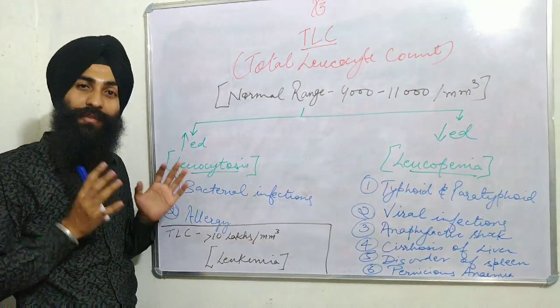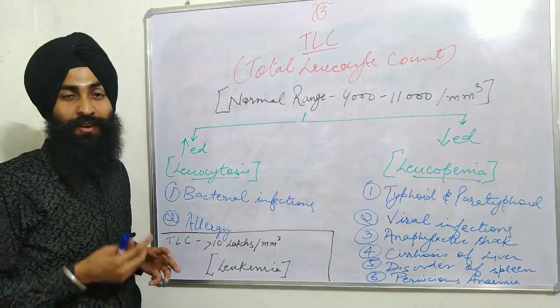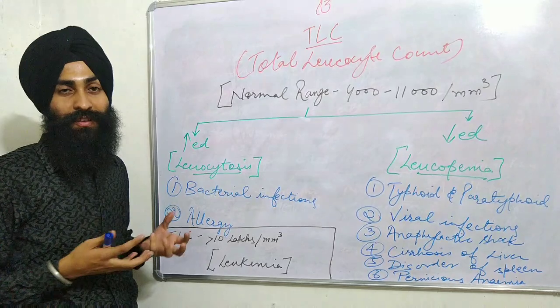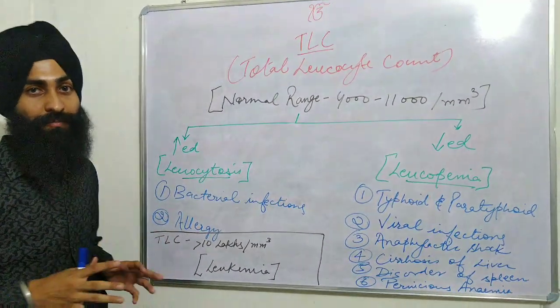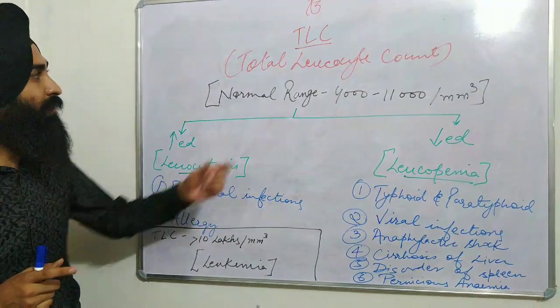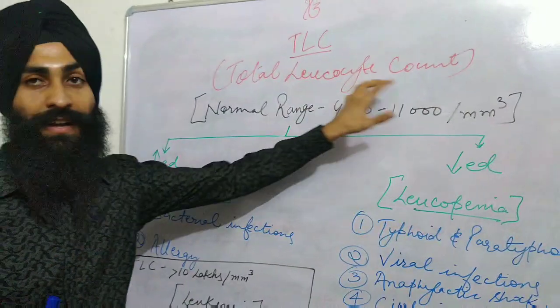Now till here we were discussing red blood cells and red blood cell indices, which help us in diagnosing various conditions related to RBC and hemoglobin. Now let us move to the WBC. WBC we see in CBC is TLC, that is total leukocyte count.